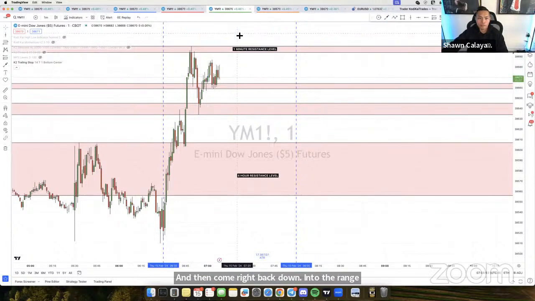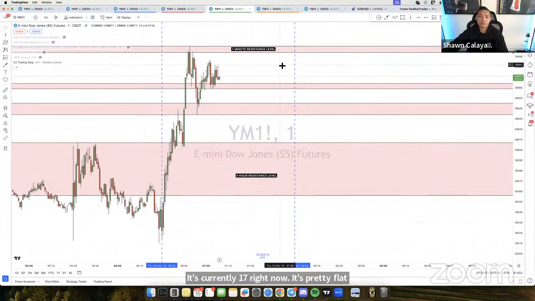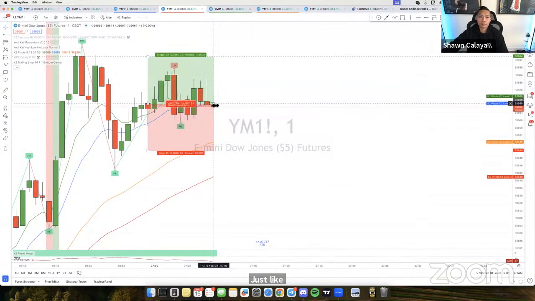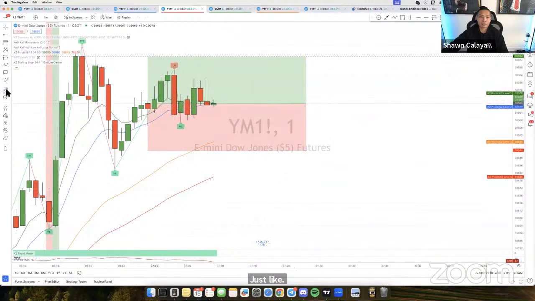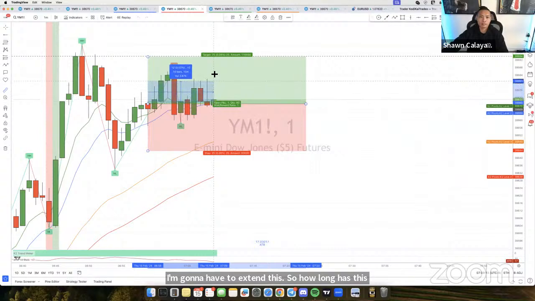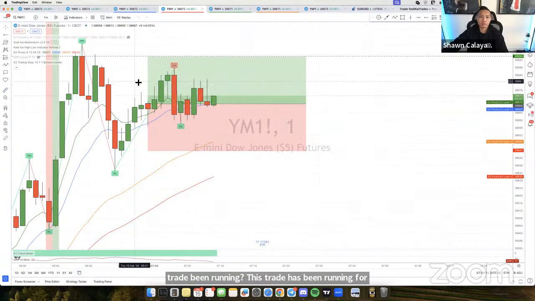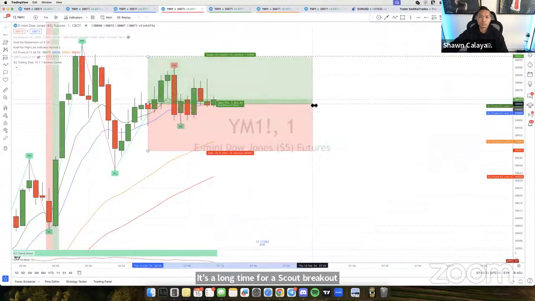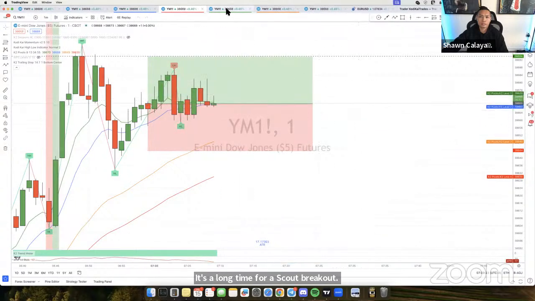ATR is currently 17 right now. It's pretty flat. I'm going to have to extend this out even further. So how long has this trade been running? This trade has been running for 10 minutes now. It's a long time for a scalp breakout. It is 7:10 right now.